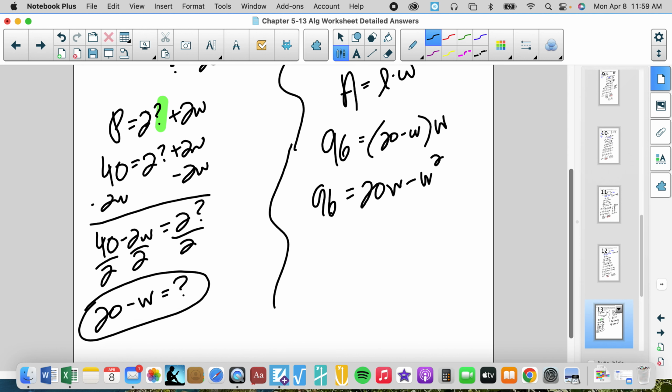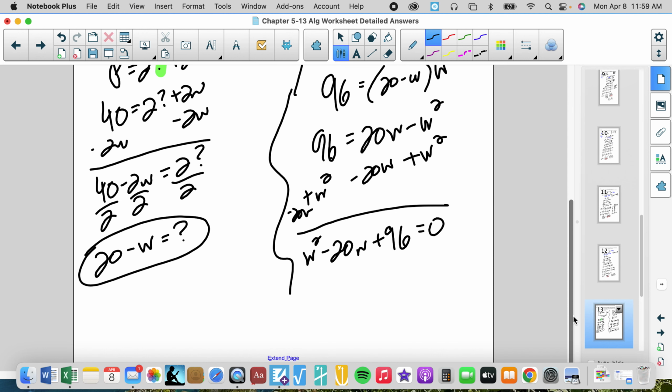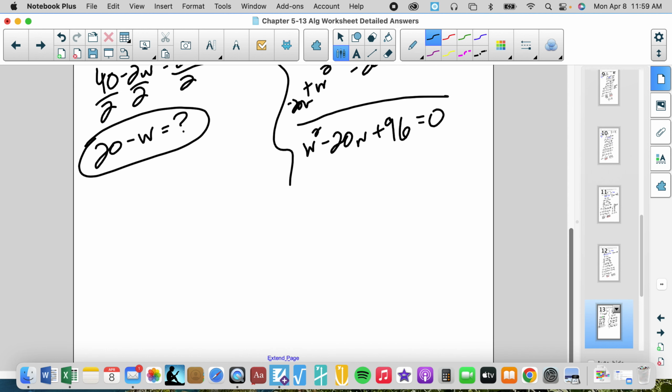Now we're going to set it equal to 0. Let's make sure our w squared is positive. So we're going to move everything to the left. So we get w squared minus 20w plus 96 equals 0. Factors of 96 whose difference is 20.